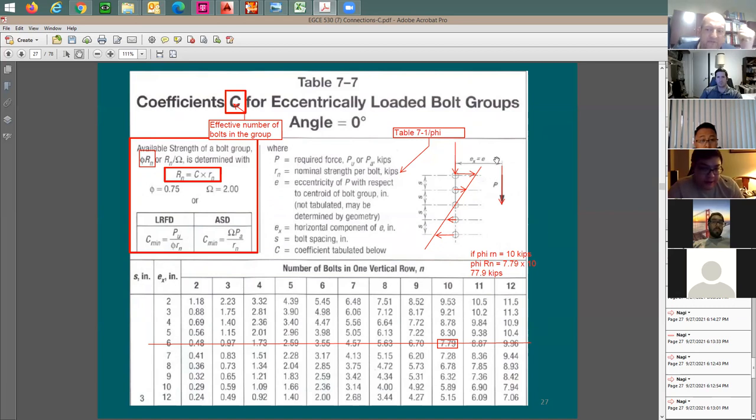Whether you multiply the phi factor at the front or you wait until the end and then multiply it by the C factor, you're going to end up with the same result. This table will give you phi R n directly. So if you'd like to find R sub n, you need to take the phi R n from the table divided by 0.75, then multiply by the C factor, and then again multiply by the phi factor, 0.75. So it doesn't matter. I just take the phi R n from the table, multiply by the C factor, and call it a day.